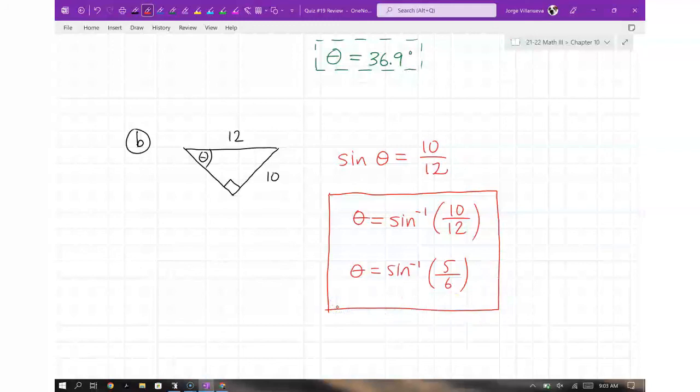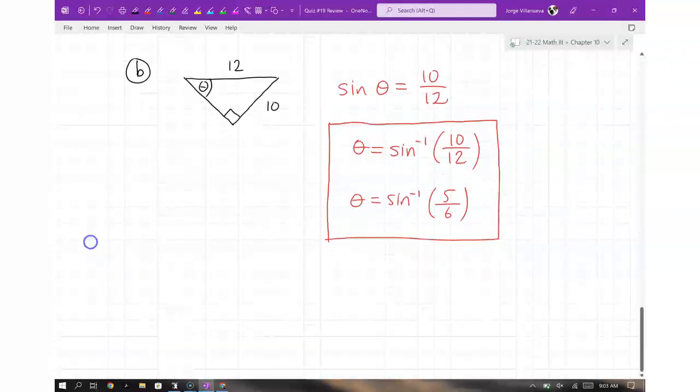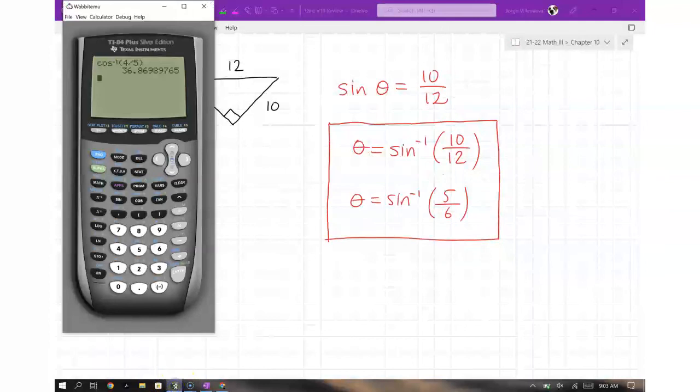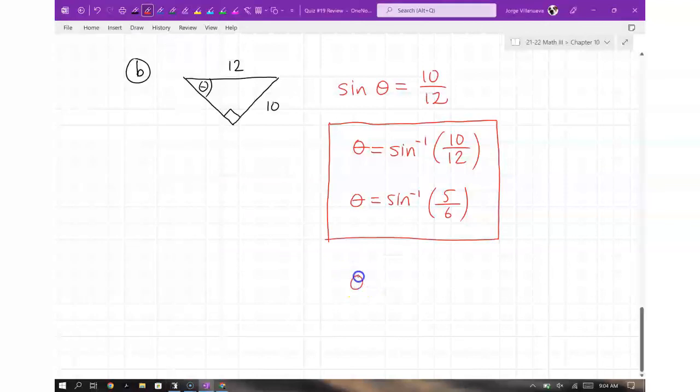Now, if I were to tell you find the actual answer, then I would have to bring out my calculator and do sine inverse of 5 over 6 or 10 over 12, it doesn't matter. It's 56.4, so theta, I want to change the color here. Theta equals 56.4 degrees. I think that was right, 56.4, yeah. So this would be the answer. If they asked me to find the actual value, then I would just need my calculator at that point.